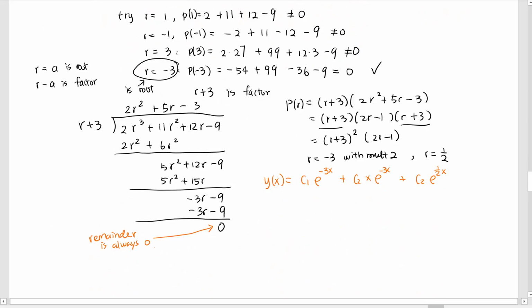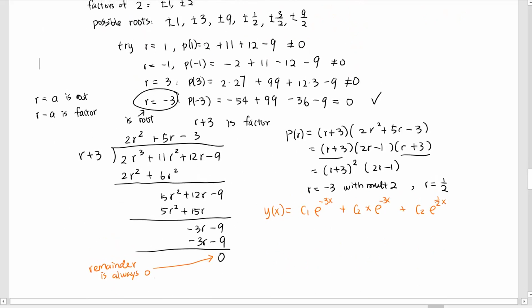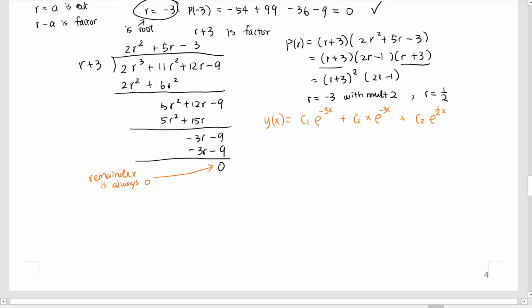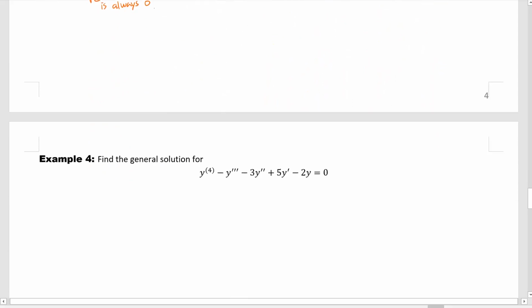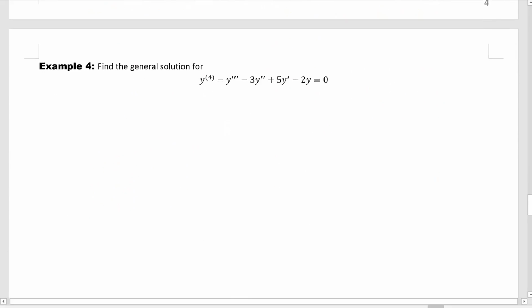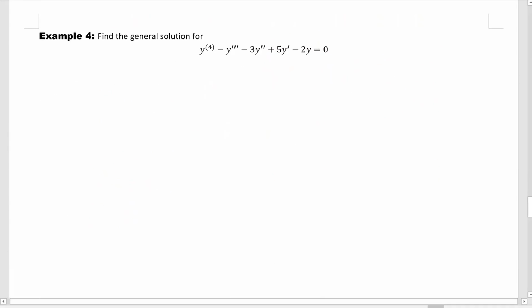Okay, so you can see if the problem gives initial conditions, we have to find the derivative, find the second derivative, plug in the numbers, construct a matrix, and solve for the constants. So much longer. Okay, so let's look at the next example.